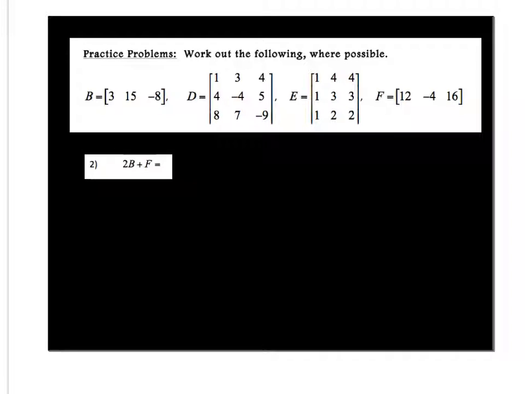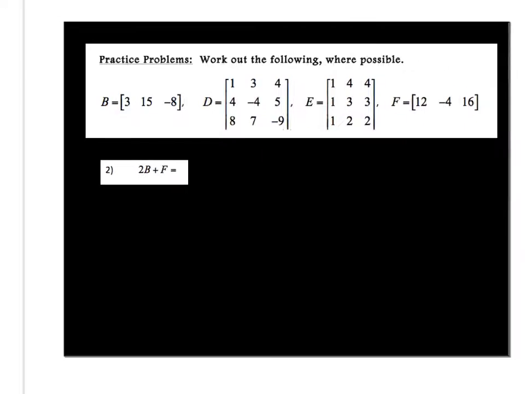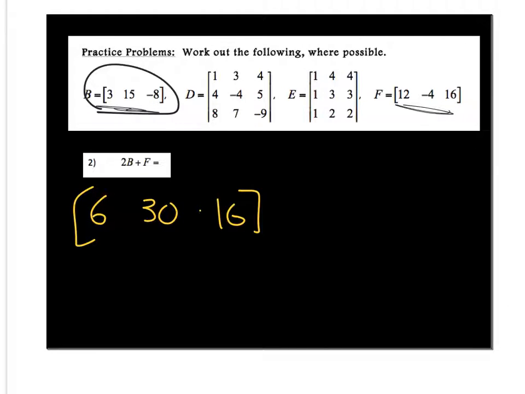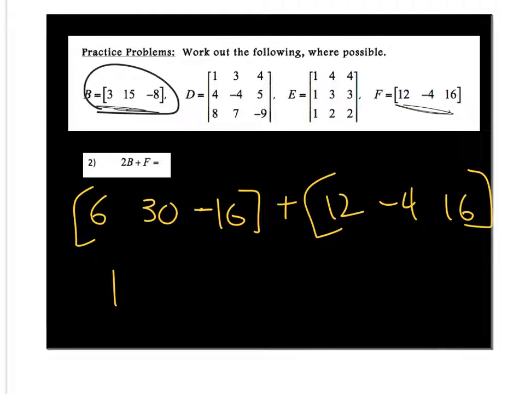So if I take a look here, 2b plus f, b and f are the same size, so I can put those together. All right, so I can take double b, so this will be 6, this will be 30, this will be negative 16, plus 12, negative 4, 16. So this becomes 18, this becomes 26, this becomes 0.